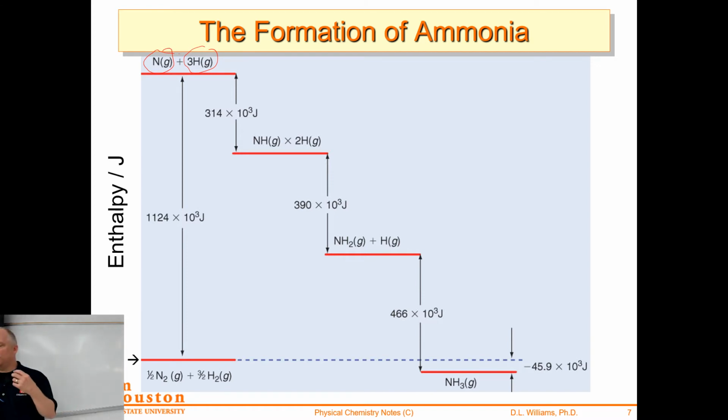What if we really wanted to just make NH2? Just that strange molecule NH2, or maybe a diatomic of NH. I mean, it exists, right? Well, this would be the delta H for NH.